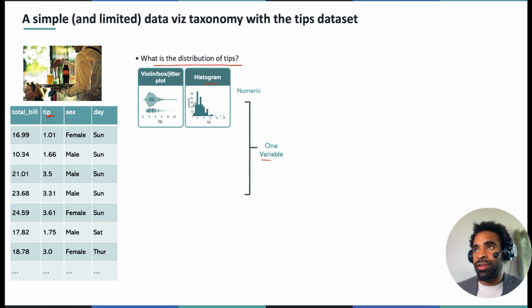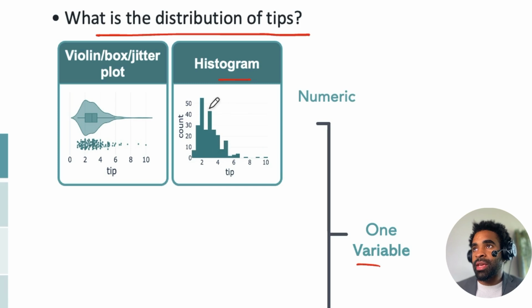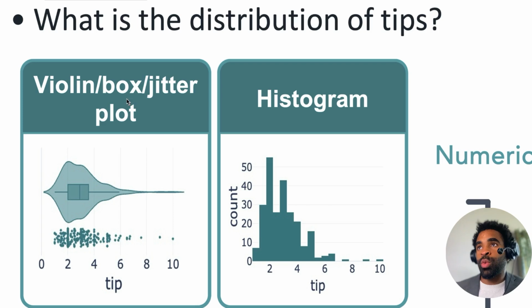Let's think about the histogram first. In the histogram, each of these little bars we can see here represents the count of the people that gave a specific tip range. So maybe this bar represents the people that tipped between, say, 2 and 2.5, and the next bar represents people that tipped between 2.5 and 3, and so on and so forth. We can visualize the same data in this other way.